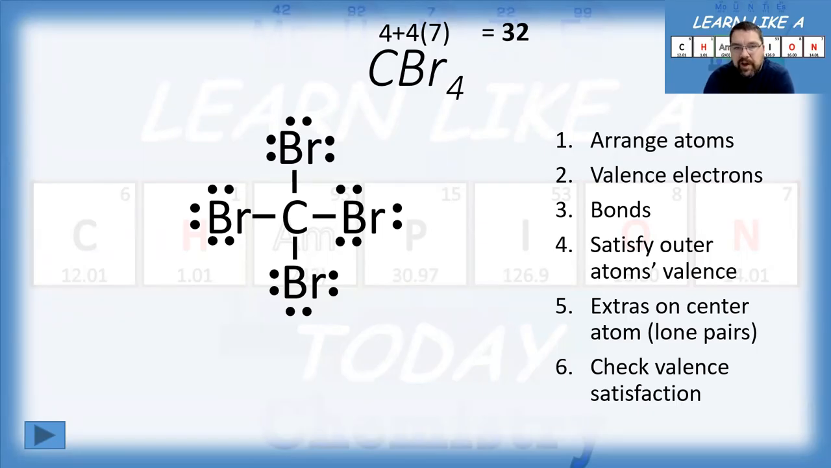But we do want to check the valence satisfaction. Each of the bromines has 8, so that's good. And when we look at carbon, we see that carbon has 4 bonds, each bond representing 2 electrons. So that's a total of 8. And in this case, carbon definitely needs to have 8. That's one of those elements that's kind of locked in. But everything checks out with this one.